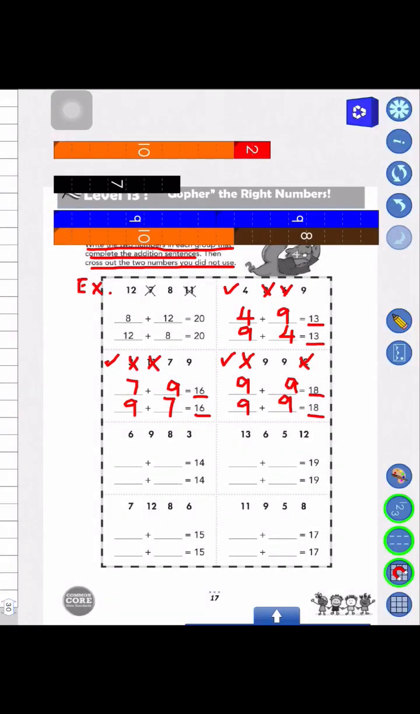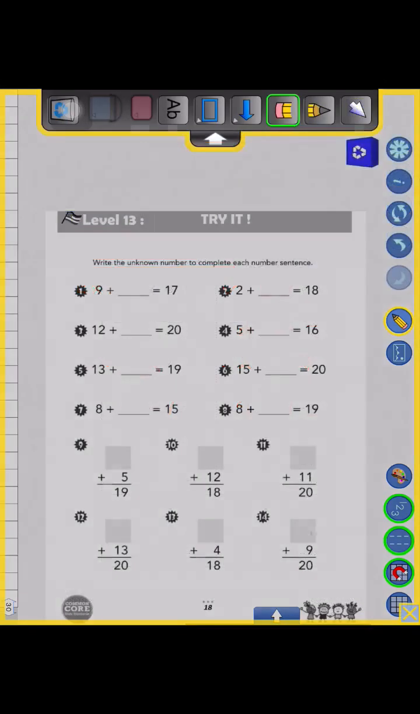Okay, for the rest of the questions, kids, you may try to do it by yourself. Okay, so we move on to page 18.